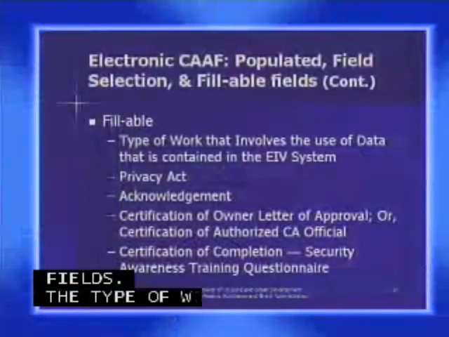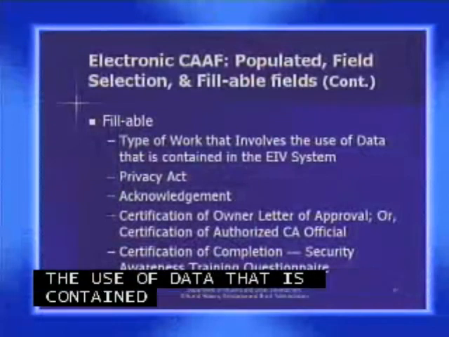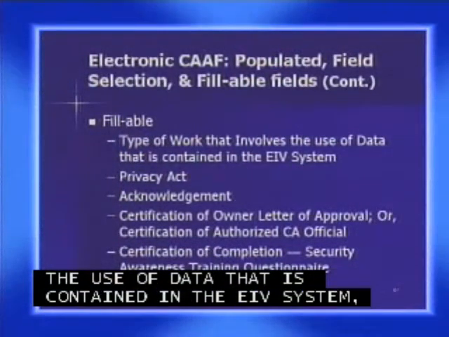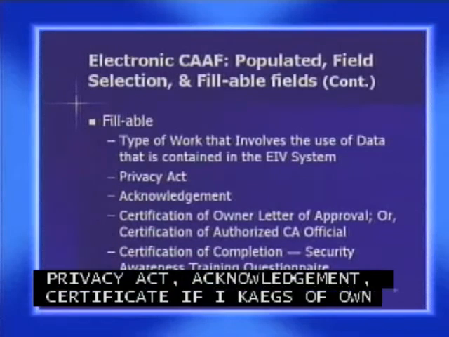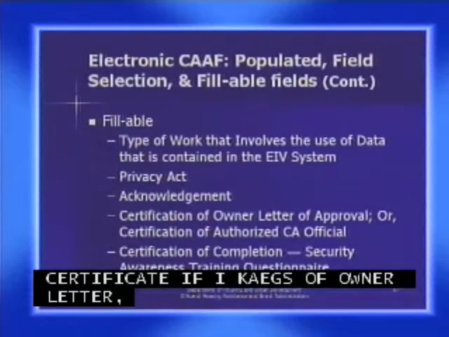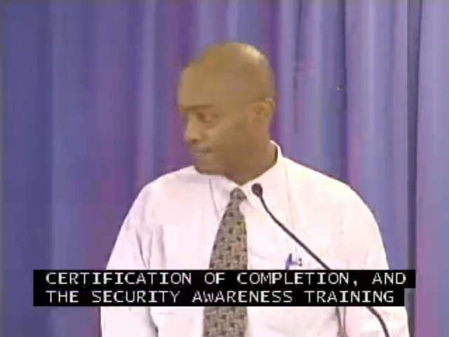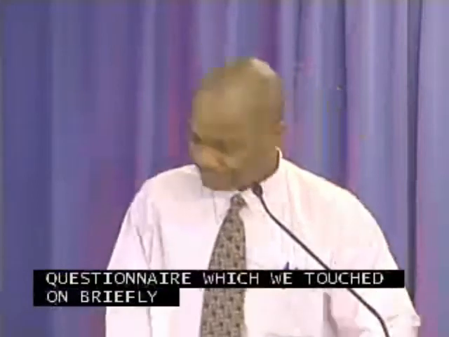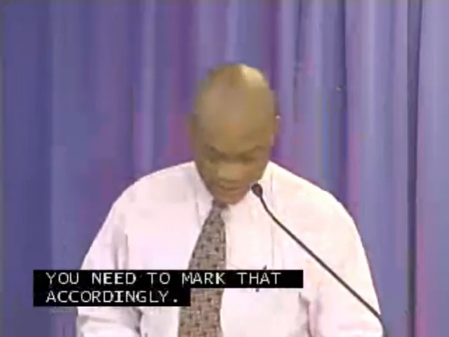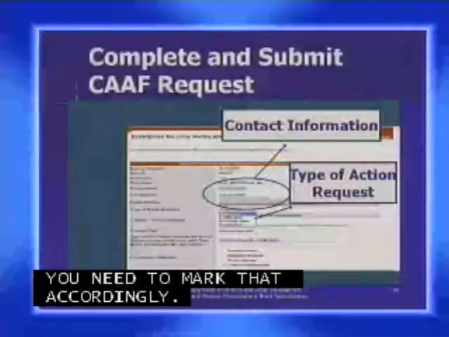Now, these are the fillable fields. The type of work that involves the use of data that is contained in the EIV system: Privacy Act acknowledgement, certification of owner letters, certification of authorized official, certification of completion, and the Security Awareness Training Questionnaire, which we touched on briefly earlier. You need to mark that accordingly.